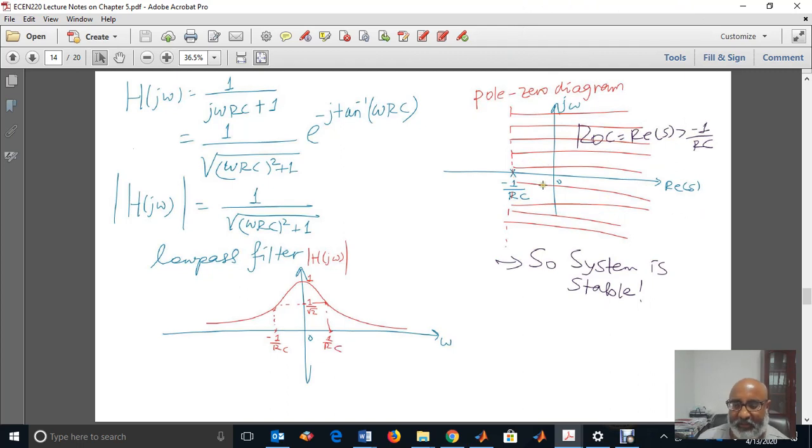Is this system stable? Yes, it's stable because the region of convergence includes the j omega axis. What is the j omega axis? The j omega axis is sigma equal to 0, real of s equal to 0, which is this axis.